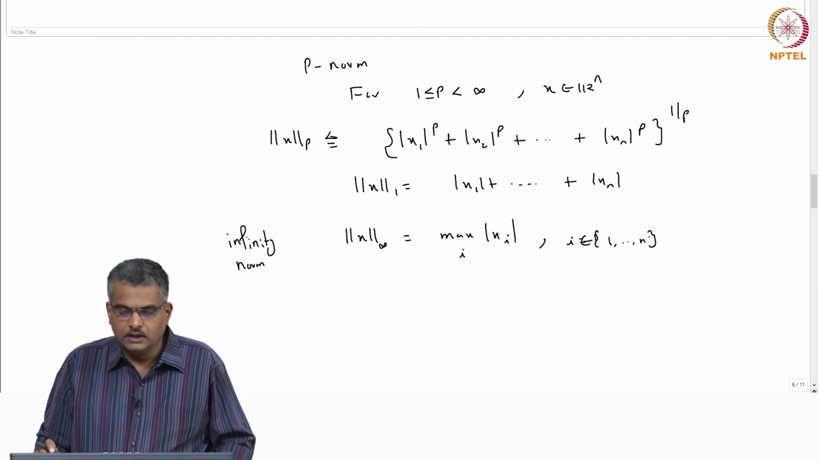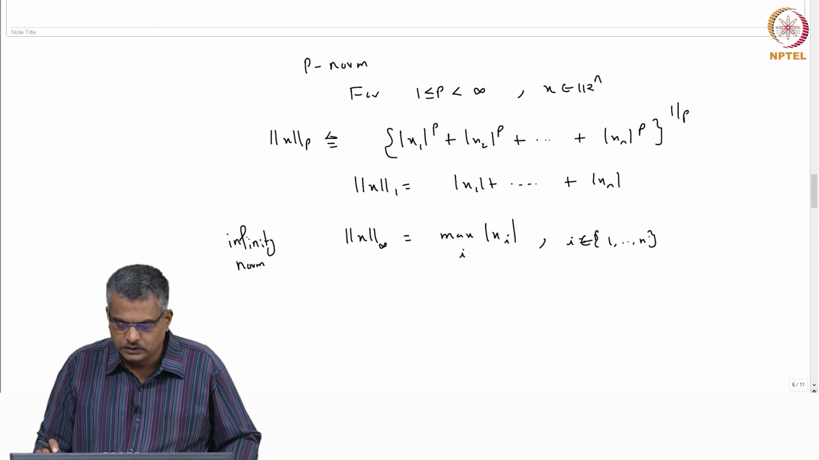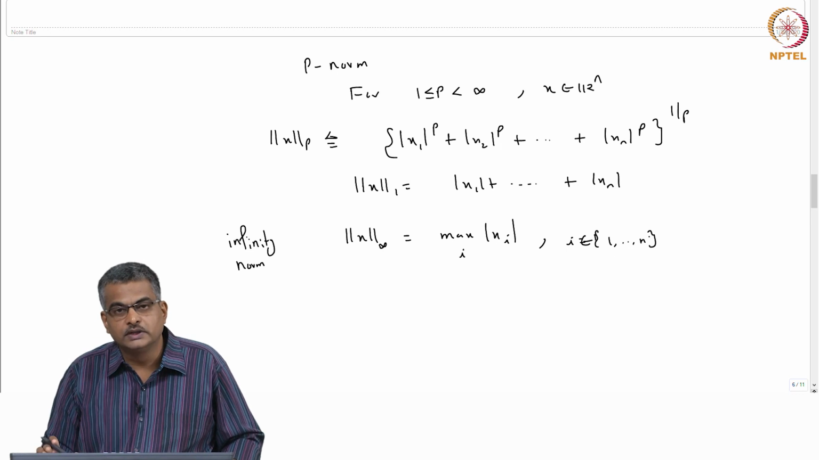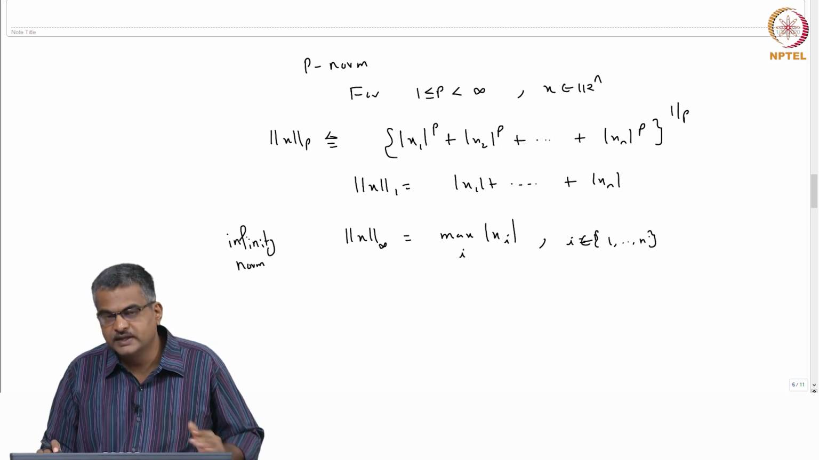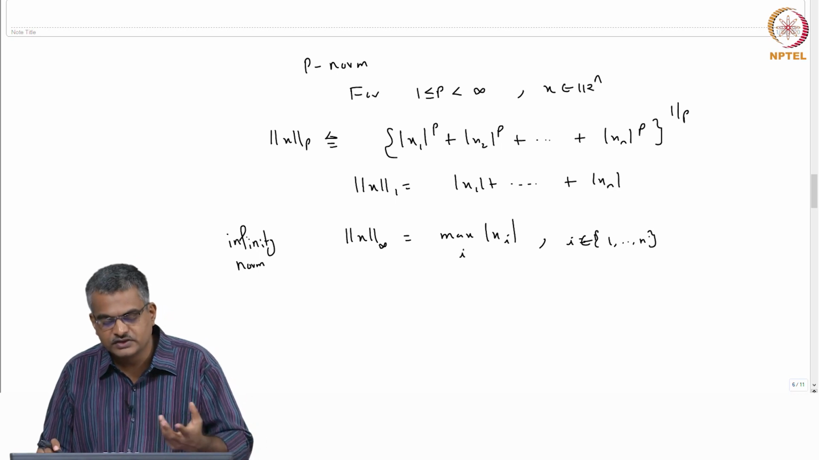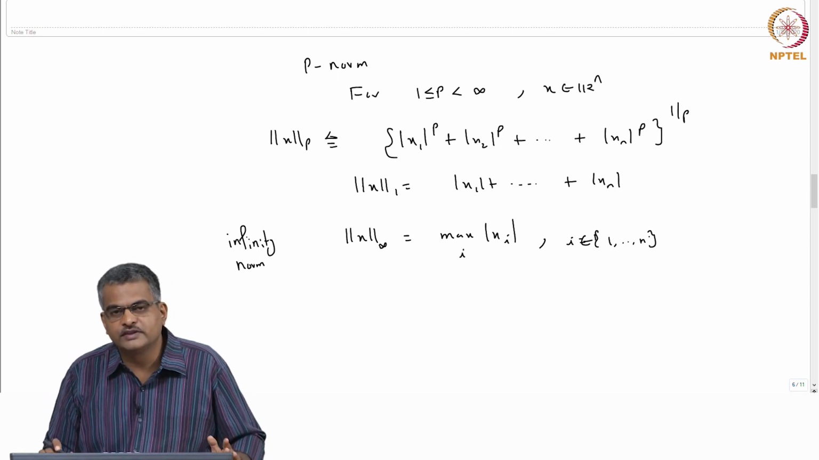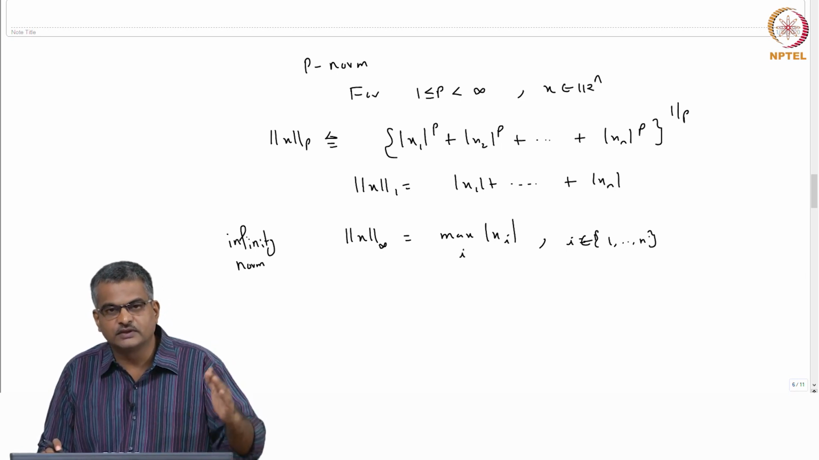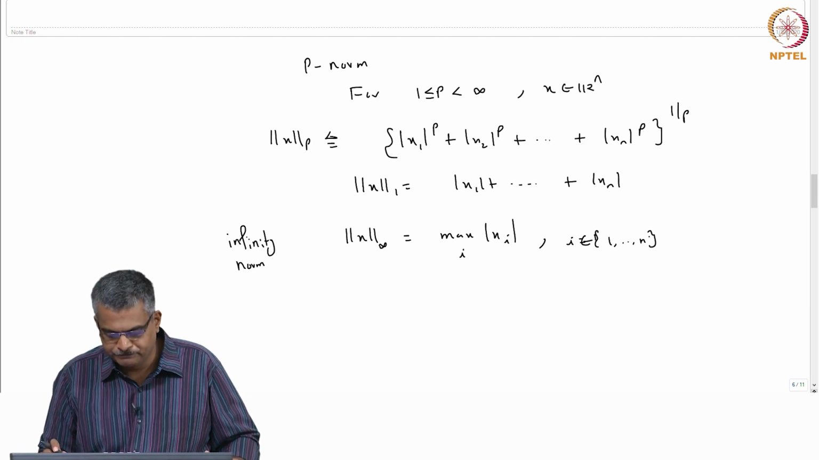So, we have seen the notion of a norm of a vector. We have seen the properties of the norm. So, when does this function that we have defined qualify to be a norm? As I said, one can come up with your own set of norms as long as it satisfies properties 1, 2, 3.